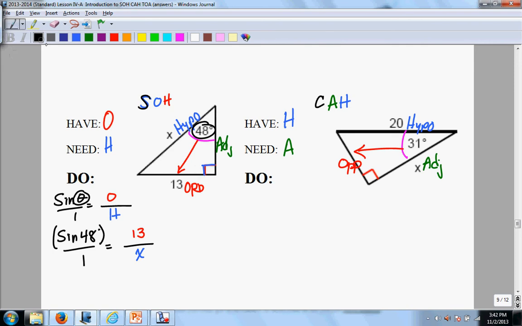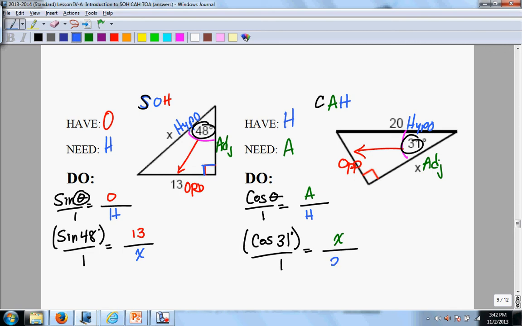So we write that down. We're going to go cosine of theta over 1 equals adjacent over hypo. You circle, plug, chug. And we have cosine of the angle 31 degrees over 1 equals adjacent, which in this case is x, over hypo, which is 20. Again, you cross multiply, isolate x, get out your calculator and solve.